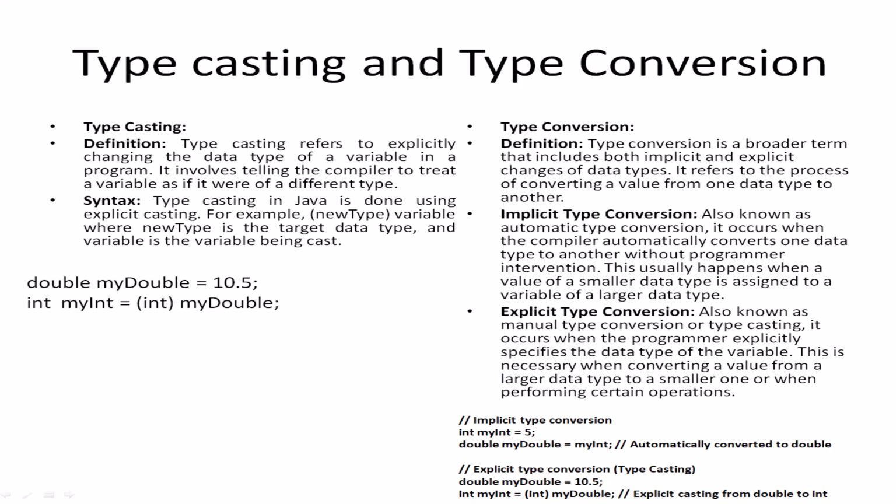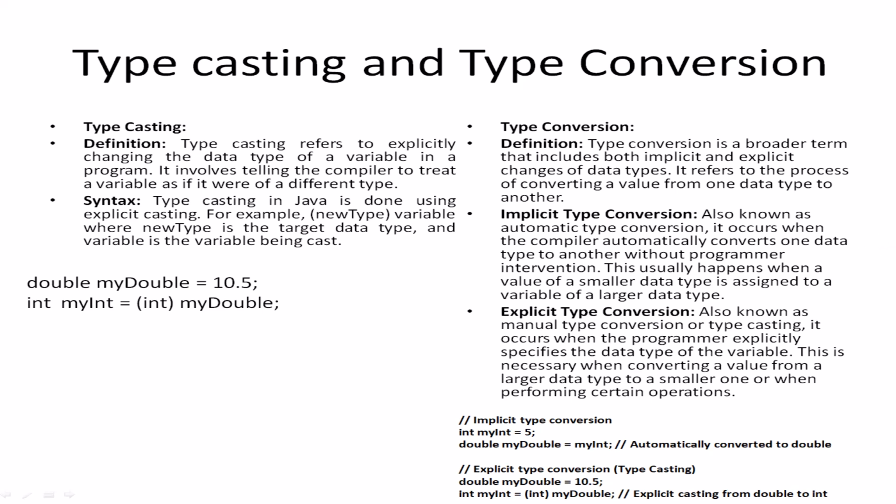Explicit type conversion is also known as manual type conversion or typecasting. It occurs when the programmer explicitly specifies the data type of a variable. This is necessary when converting a value from a larger data type to a smaller one. When performing a certain operation, this is going to happen.